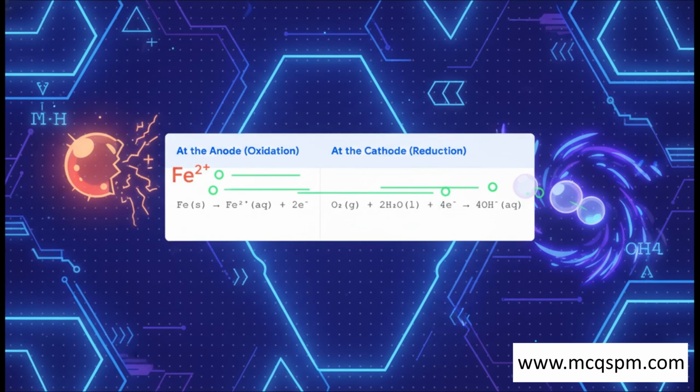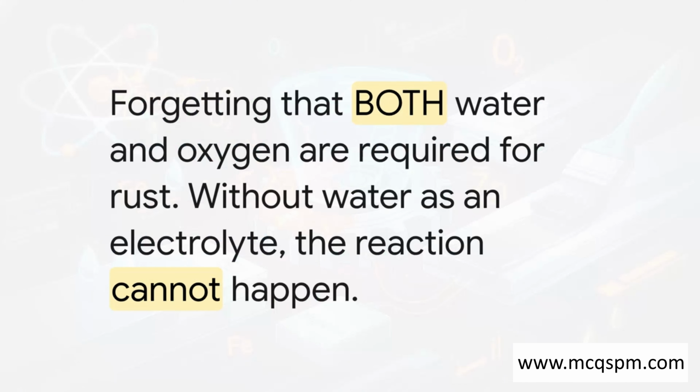Okay, this slide right here shows the two half equations that you absolutely must memorize for your exam. Seriously, tattoo them on your brain. At the anode, the iron atom gets oxidized. You can see it loses 2 electrons to become an iron 2 ion. Meanwhile, over at the cathode, oxygen and water team up to accept those very electrons in a reduction reaction, and they form hydroxide ions.